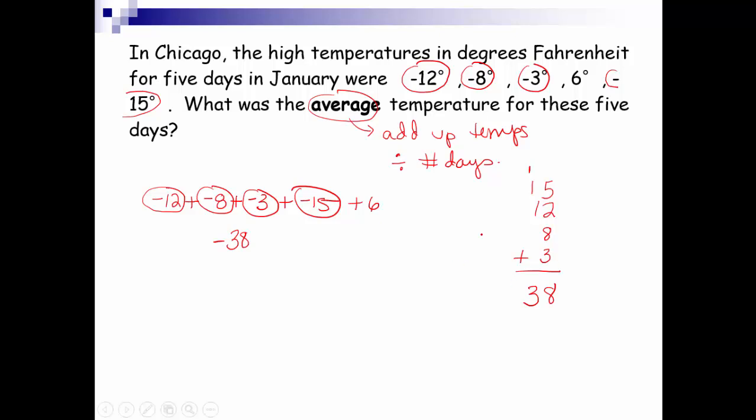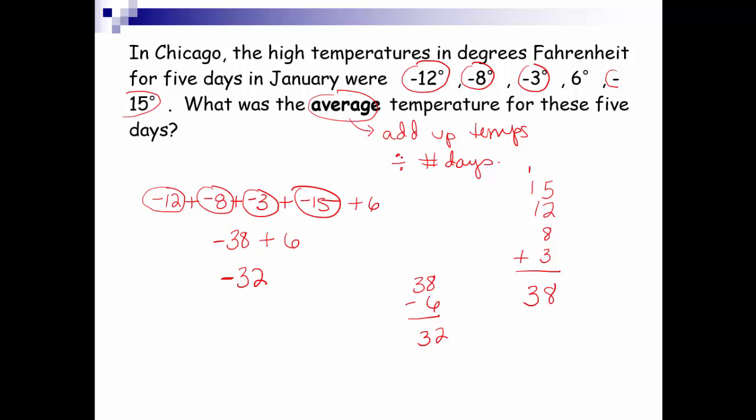Signs are the same. I found the sum. I kept the sign. So then I just have to do negative 38 plus 6. Here I see my signs are different. I'm going to find the difference. So I'm going to do 38 minus 6 would be 8 minus 6 is 2, so that should be 32. So that's 32. I say, what do I have more of? I have more negatives. So when you add up all the temps for those 5 days, you're actually at a negative 32.